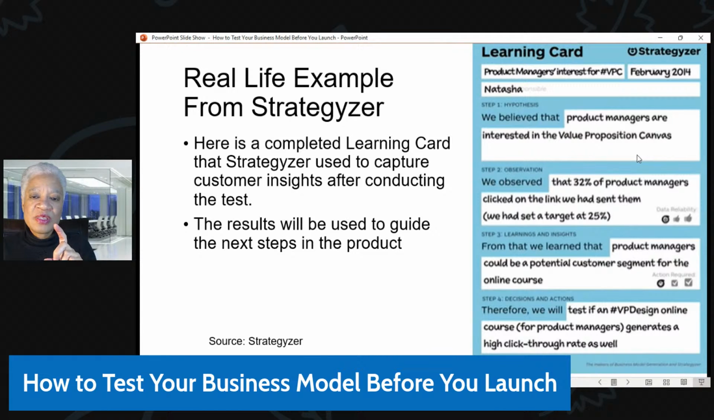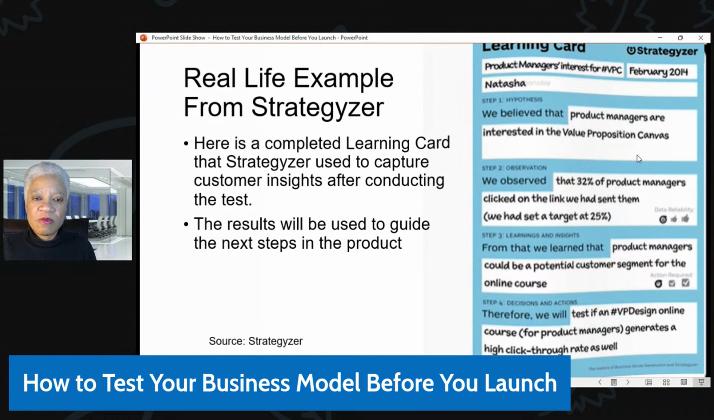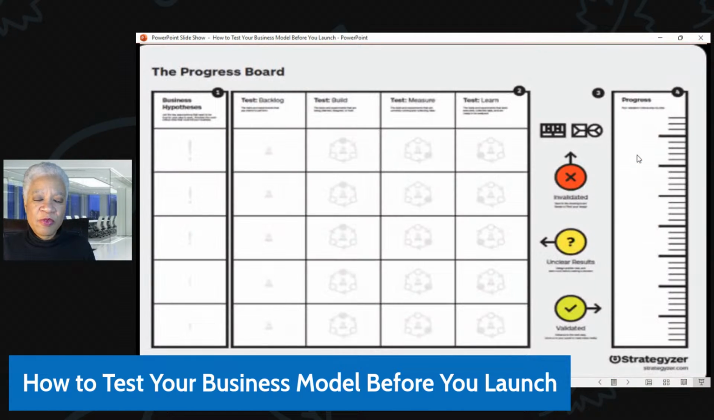So you would do this experiment for every segment, as I said before. So therefore, we're going to do a test to see if a value proposition design online course for product managers generates a high click-through rate as well. All right. Again, they have not yet green lighted the product to go full throttle, but so far, at that point in the game, they were getting promising results.